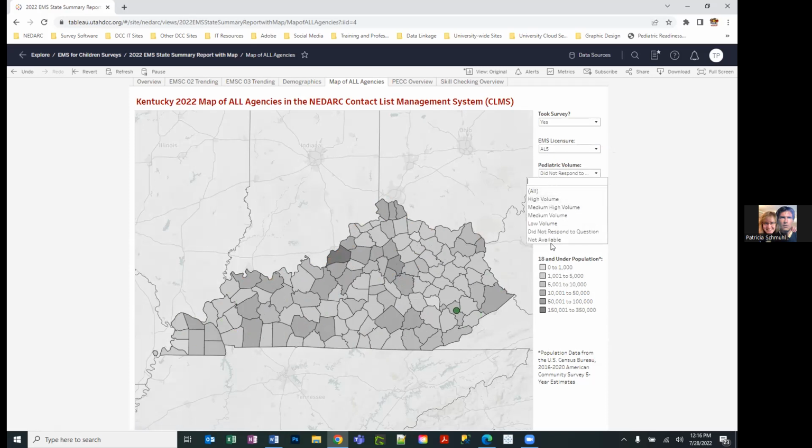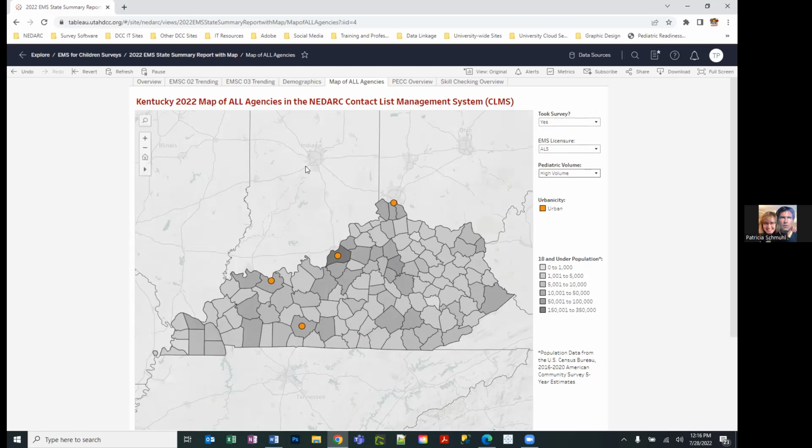And the ones not available would be those who did not take the survey. But let's take a look at a high volume hospital agency. So we see those who responded to the survey. So this changes to yes. And it also changed this to ALS. So I know they took the survey and they're all ALS.